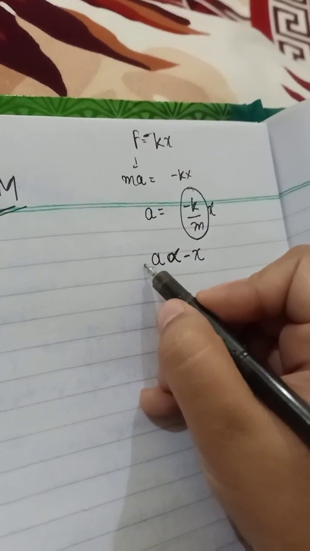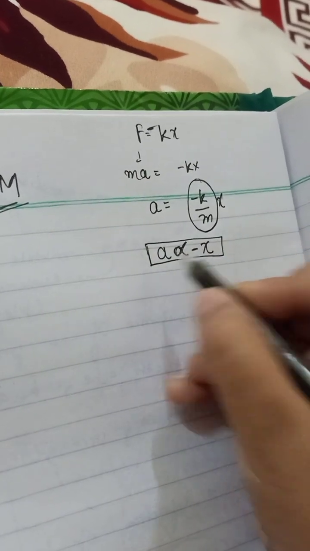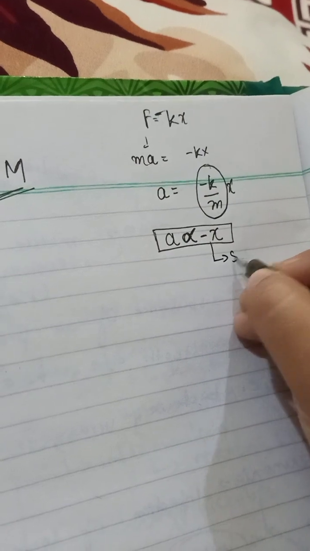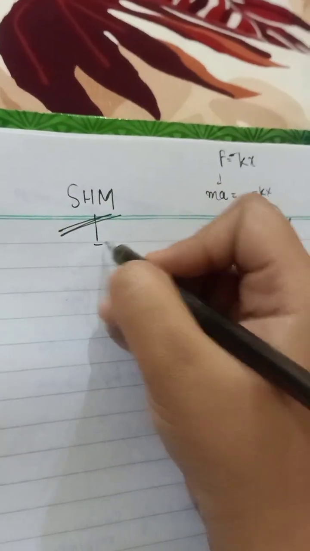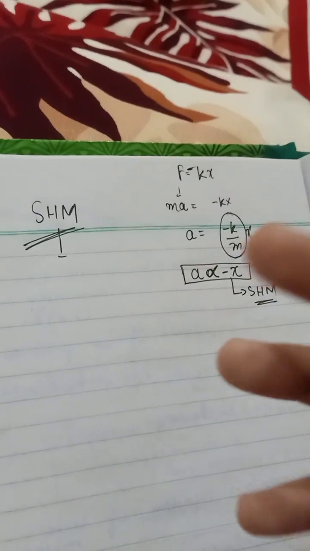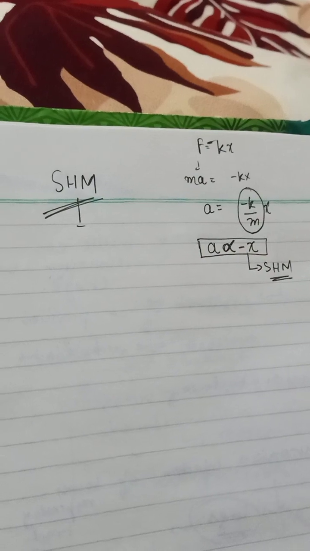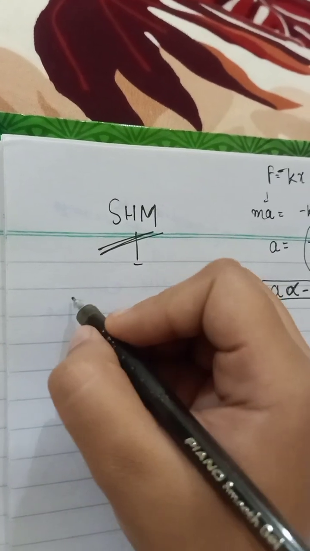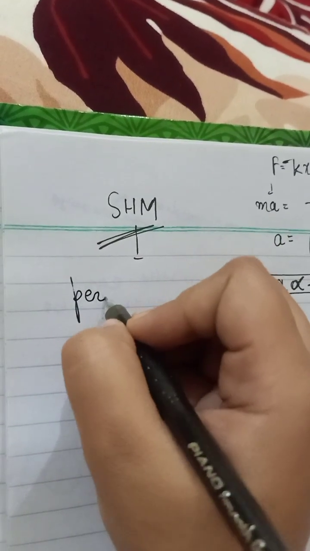So this is the final equation of Hooke's law. Hooke's law is basically valid for SHM. It shows SHM, simple harmonic motion, which means that acceleration is directly proportional to the displacement. So what is SHM? SHM is a periodic motion in which acceleration is directly proportional to -x, the displacement. So it is an oscillatory or periodic motion.